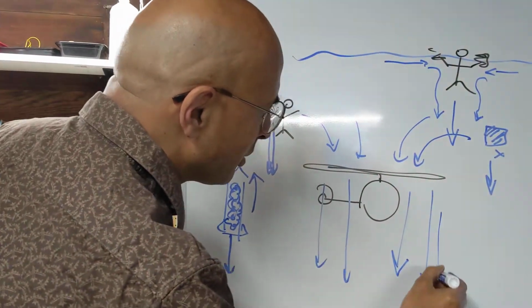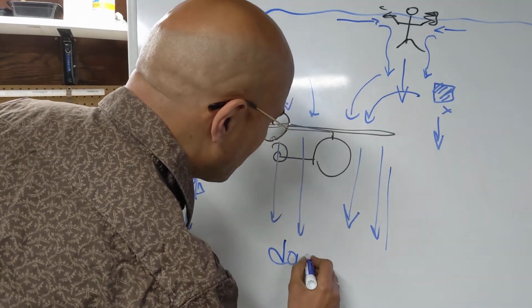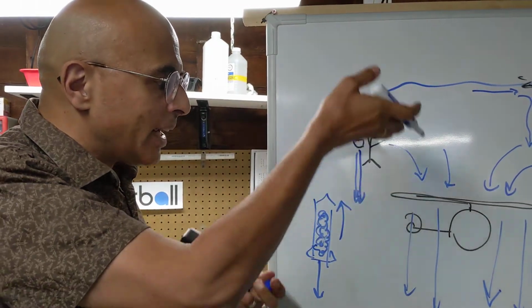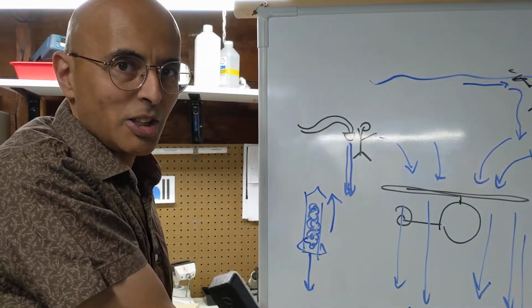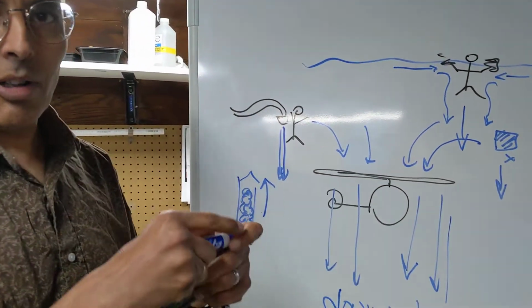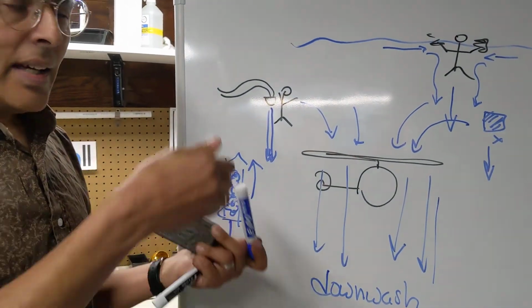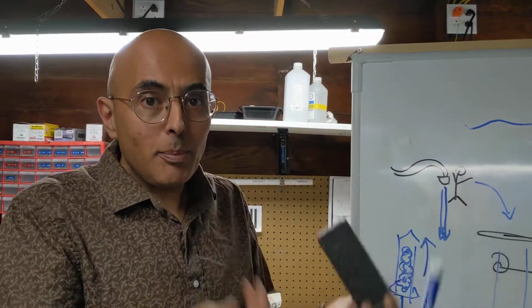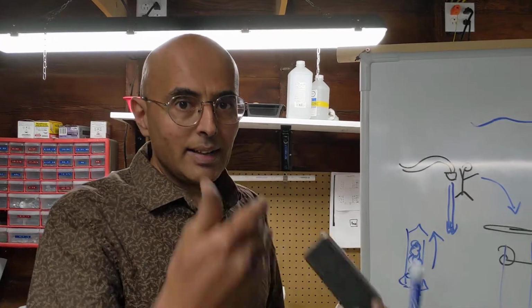This downward moving air is called downwash, right? And so a helicopter is just a machine for creating downwash. And that downwash produces a force upwards, which we call lift. It turns out all heavier than air aircraft are simply machines for generating downwash.